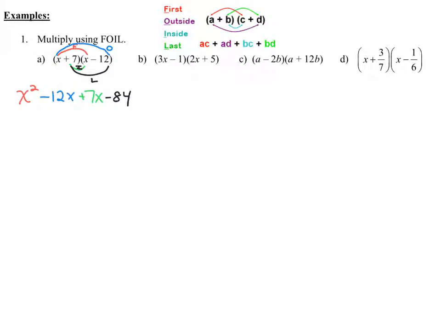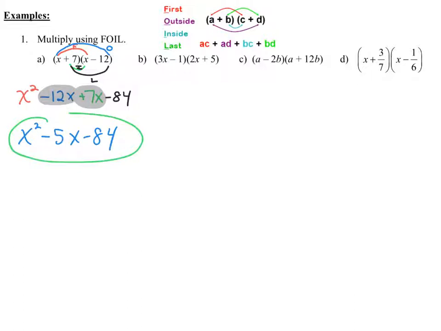And then we can combine like terms. Notice that the minus 12x and the plus 7x are like terms. So when we combine those, we get our final answer of x squared minus 5x minus 84. X squared minus 5x minus 84 is our answer.